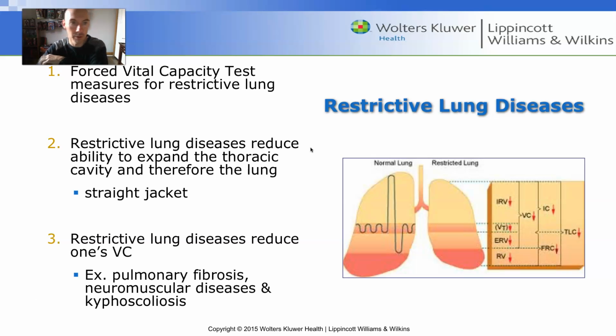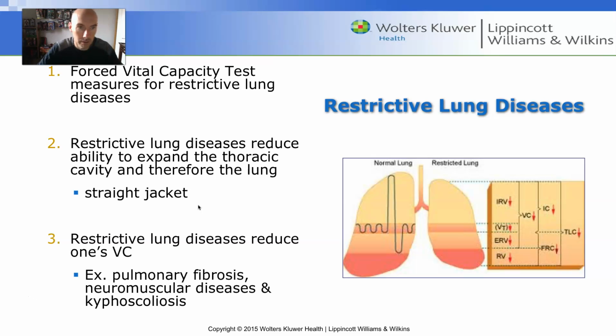Restrictive lung diseases, here are some examples of them. As I mentioned, restrictive lung disease limits your ability to expand your rib cage. So it's sort of like being put into a straitjacket, or maybe something more relatable might be if somebody has you in a bear hug and you can't breathe.